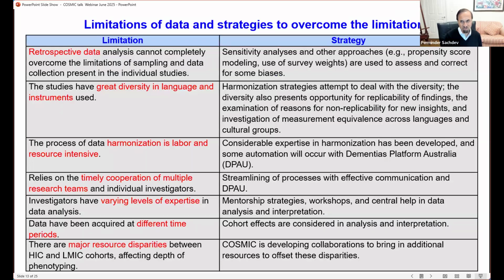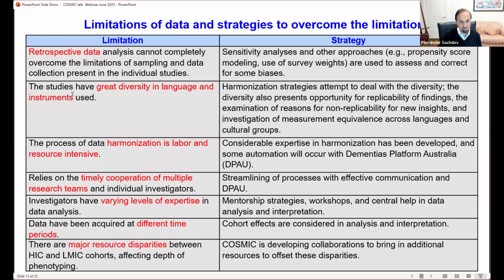Now, there are many challenges, as you can imagine, in trying to bring such diverse data sets from around the world to a joint analysis, or even for individual participant level meta-analyses. And some of these limitations I have summarized here, and also summarize some of the strategies COSMIC is using to deal with these limitations.